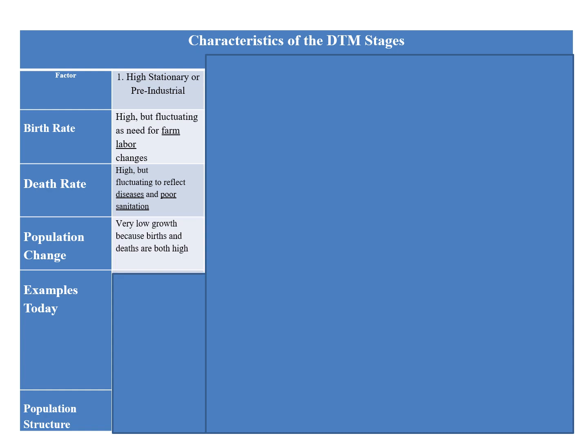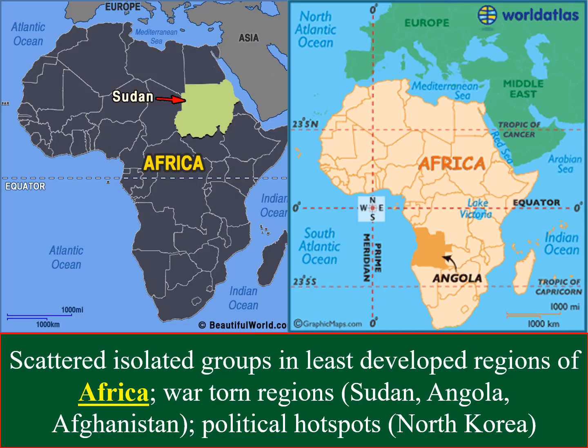So again, because there's high birth rates and high death rates, we see very low growth because births and deaths are both high. So if the average woman has 6 children, but 4 of those children die, then population remains the same because the 2 surviving children replace the parents, and therefore population doesn't change. There are no countries that are still in stage 1. Everybody has moved out of stage 1.